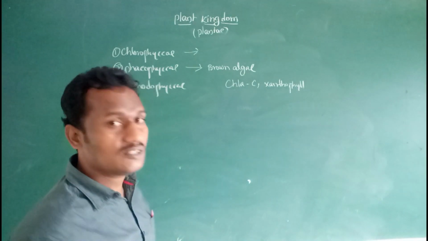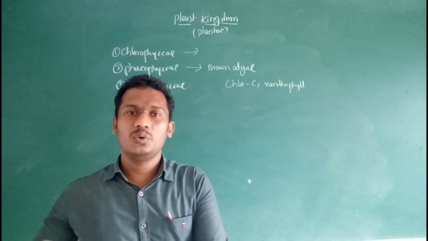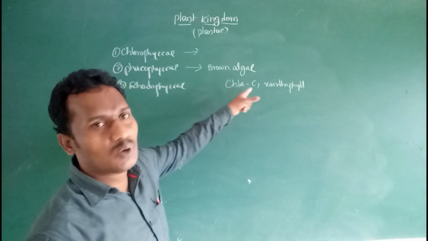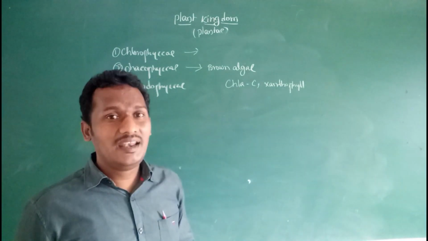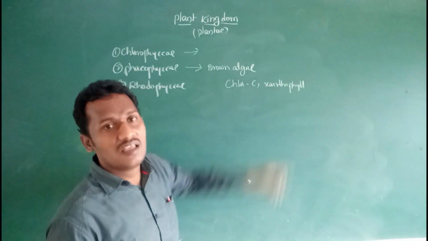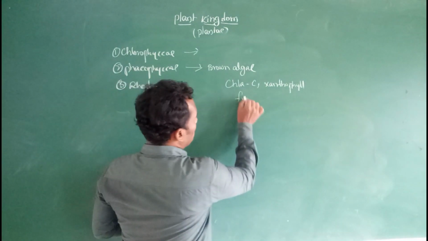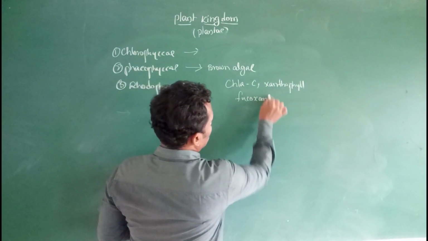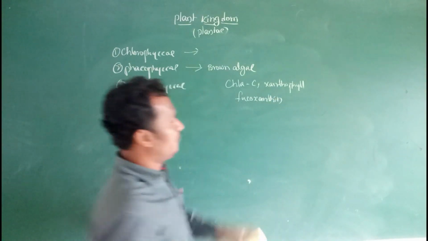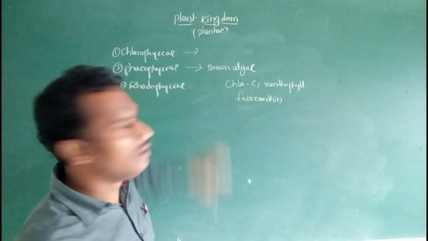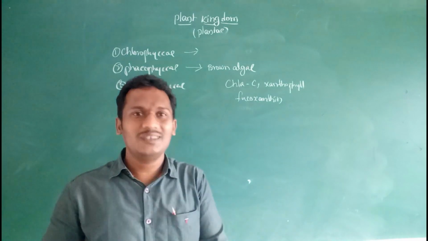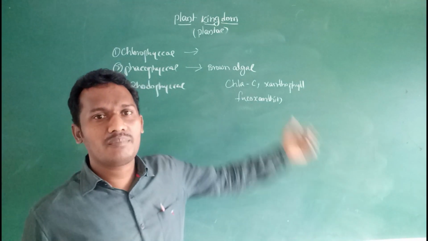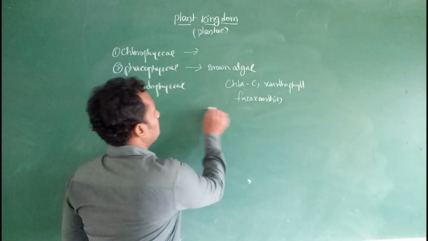These appear olive green to various shades of brown, depending on the amount of the pigment xanthophyll, that means fucoxanthin. Depending on the amount of fucoxanthin, this brown algae appears olive green to different shades of brown.